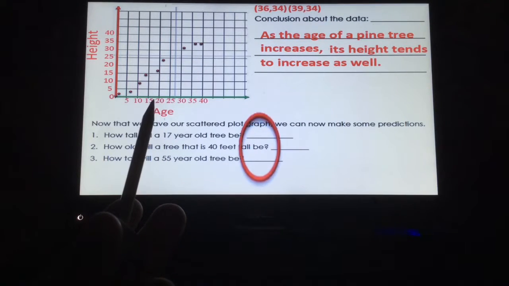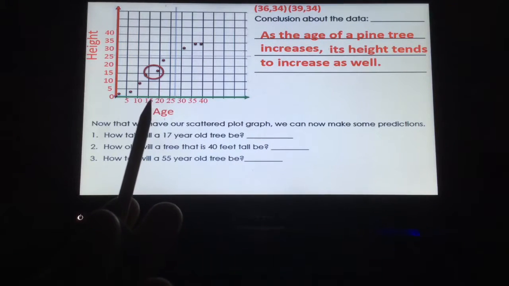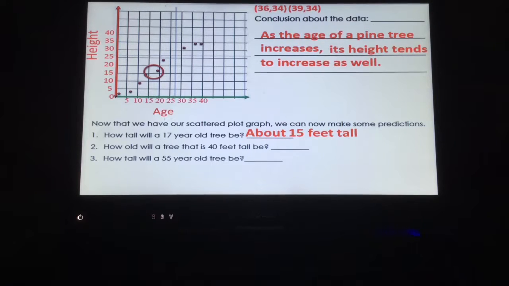So if I look in the vicinity of where most of the dots are at that point, you can kind of guess about how tall it would be. And my guess is that it would be about 15 feet tall, because you can see that this circle I drew is pretty close to the line 15. Now, if you say 16 or 14, you'd still get full credit because this is a prediction. And you can see I put the word about there.